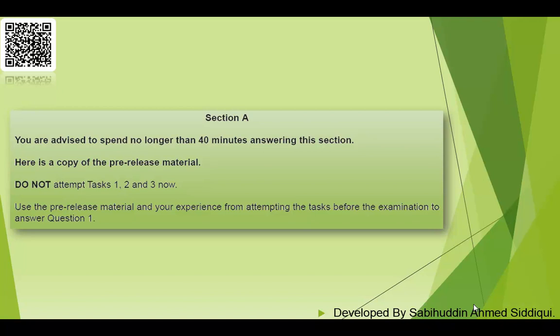That means if you have prior knowledge of attempting these types of questions, or if you have a programming background, you have to concentrate to complete this task within 40 minutes, at most. Now the next message: do not attempt tasks 1, 2 and 3 now. Use the pre-release material and your experience from attempting the tasks before the examination to answer question 1.